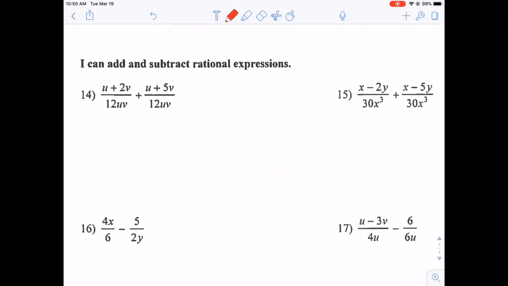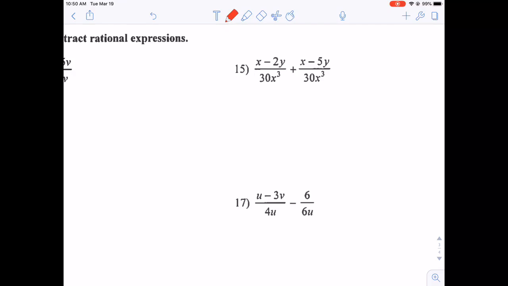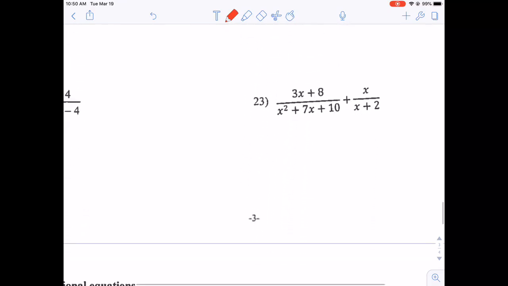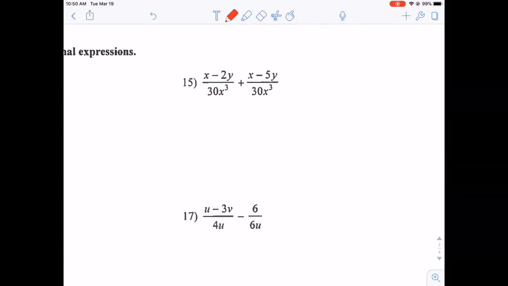All right, I'm going to continue my theme of the odd problems. So now I'm over here. We're adding and subtracting. So we've got 3, 4, 5, 5 of those, and then we're into some solving.